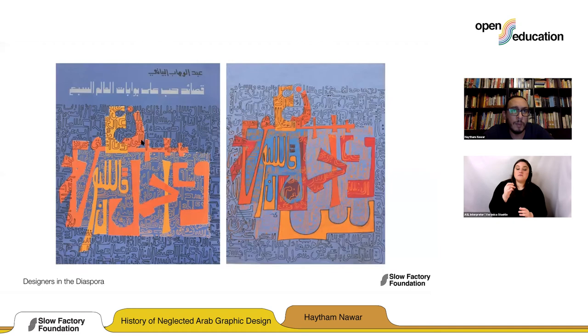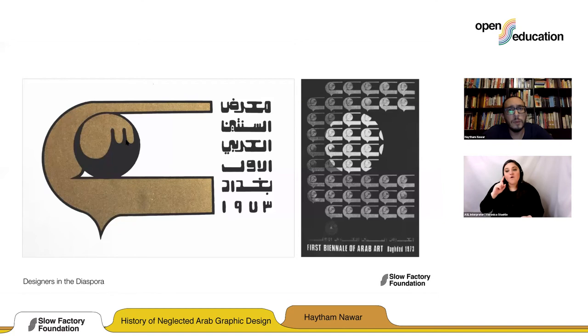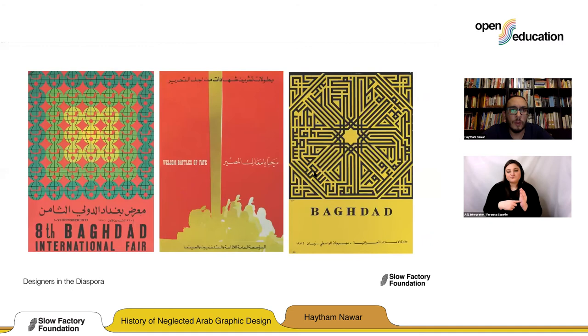He designed the logo to the left side for the first Biennale of Arab art, and that's also the poster that was in Baghdad in 1973. And some of his posters for the Baghdad International Fair, using the letter Ba as a pattern to design the poster for the fair itself.